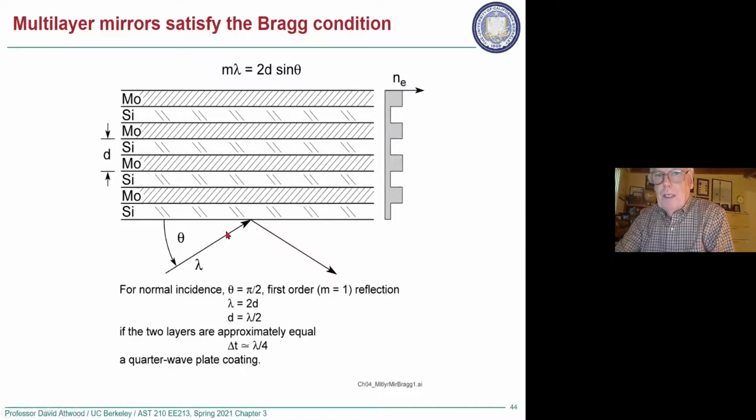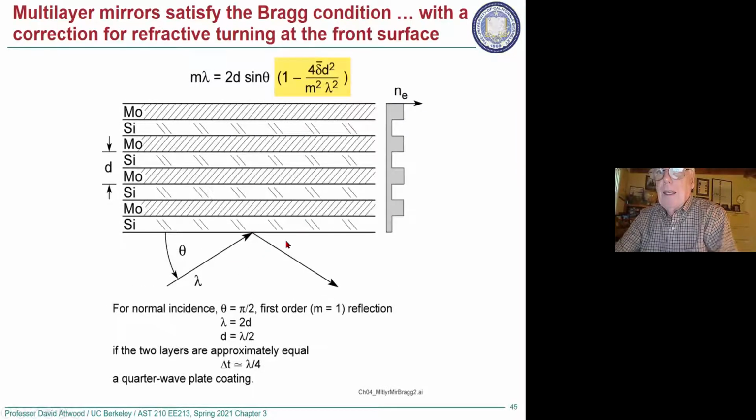One is this: when this incident light comes into the multilayer, there's a refractive turning, and it has to do with delta. And this is an average delta over one full period. This used to be a homework problem we would give all the time. So the Bragg condition, Bragg's law, is modified by the refraction of this incident radiation.